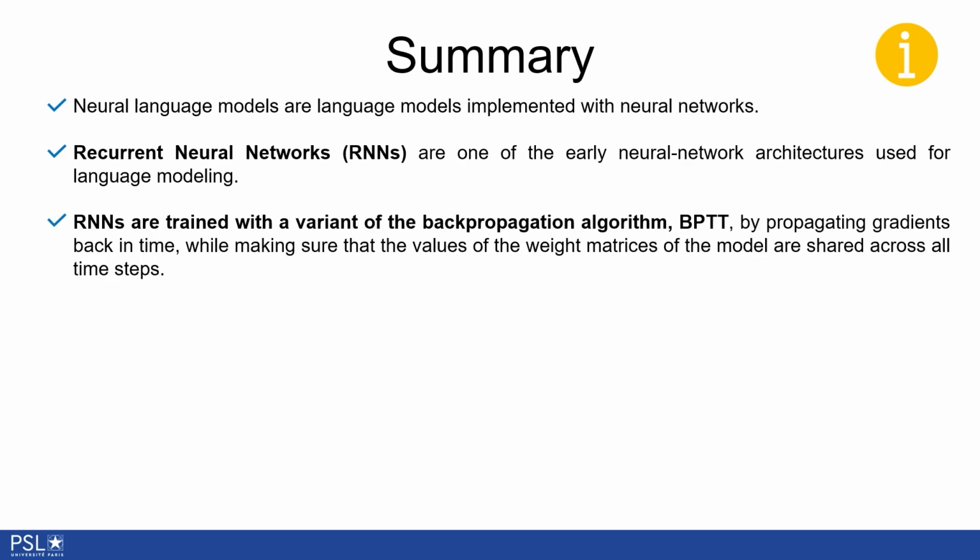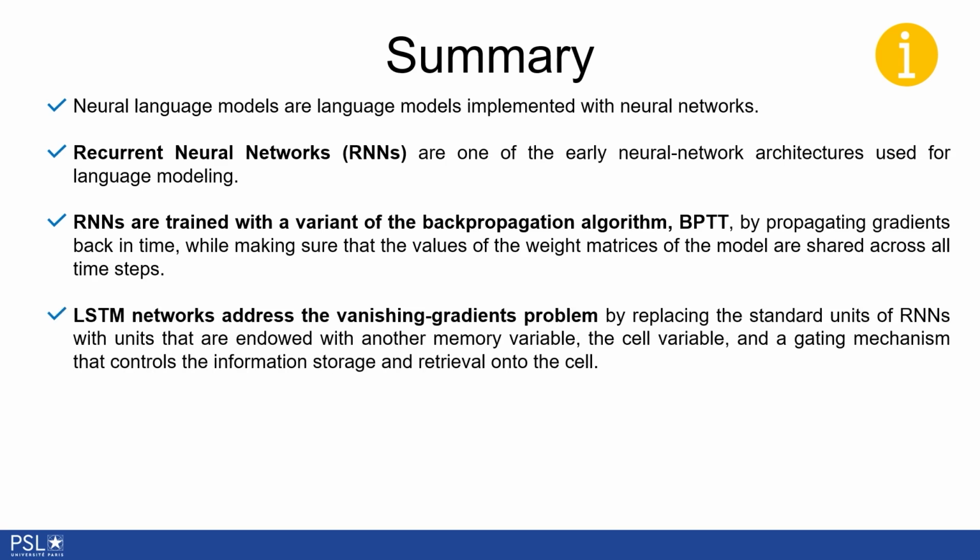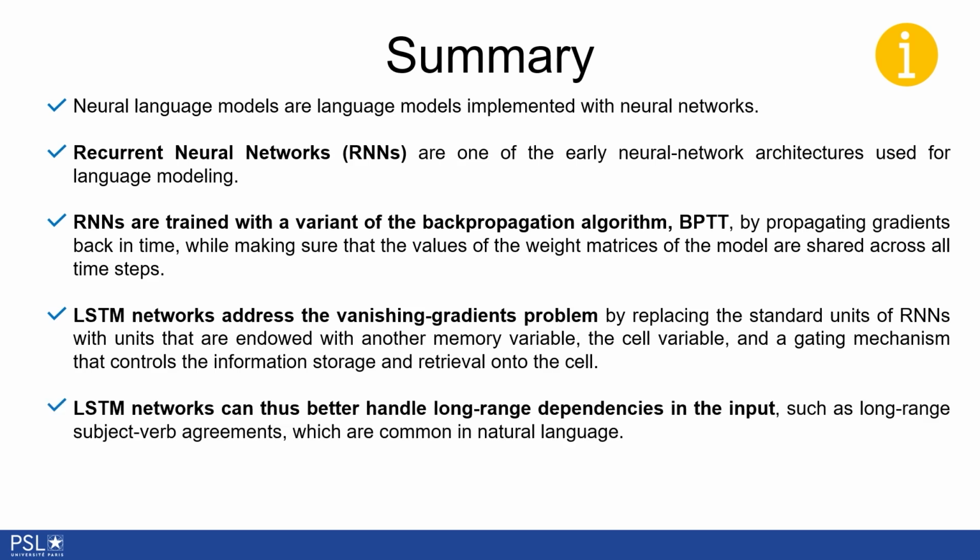RNNs are trained with a variant of the backpropagation algorithm, BPTT, by propagating gradients back in time, while making sure that the values of the weight matrices of the model are shared across all time steps. LSTM networks address the vanishing gradient problem by replacing the standard units of RNNs with units that are endowed with another memory variable, the cell variable, and a gating mechanism that controls the information storage and retrieval onto the cell. LSTM networks can therefore better handle long-range dependencies in the input, such as long-range subject-verb agreements, which are common in natural language.